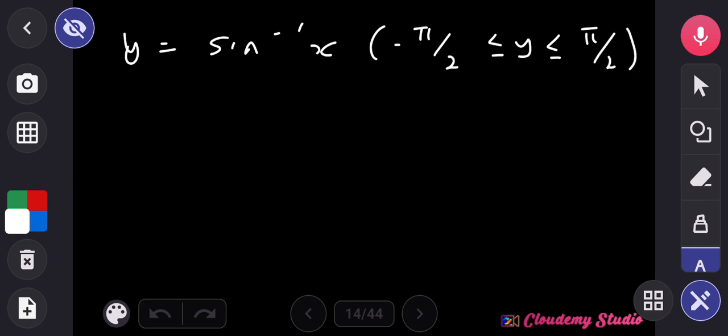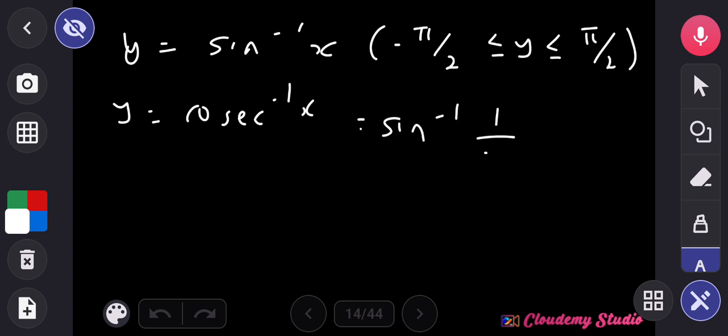We also have something like y equals cosec inverse of x. That is the same thing as sine inverse of 1 over x. You understand? So we have them like that. These are inverse trigonometric functions that we are still going to talk about when we get to the concept of differentiation. You understand?